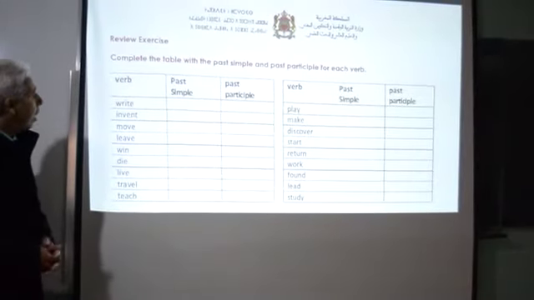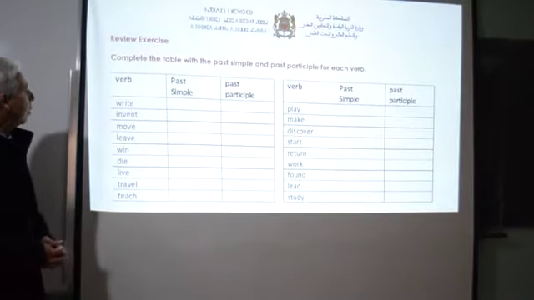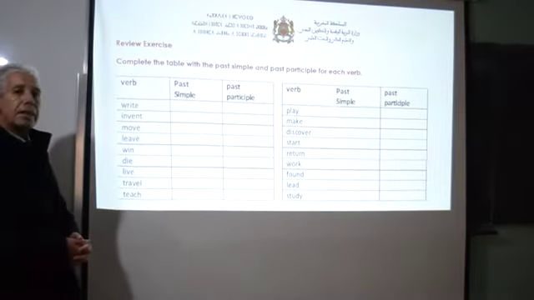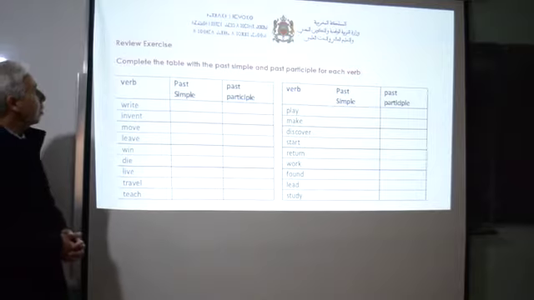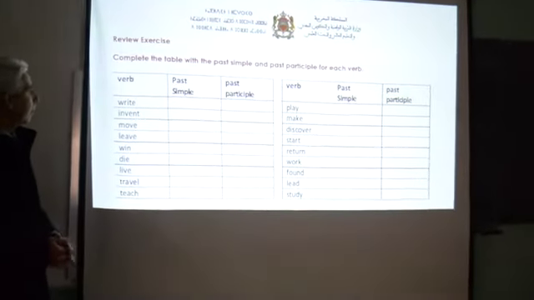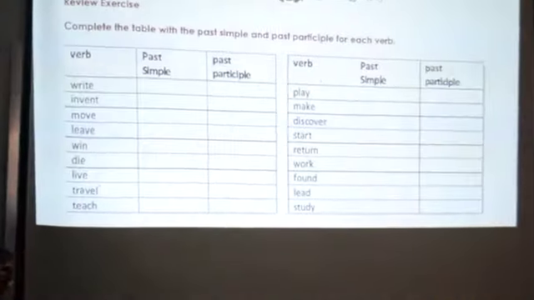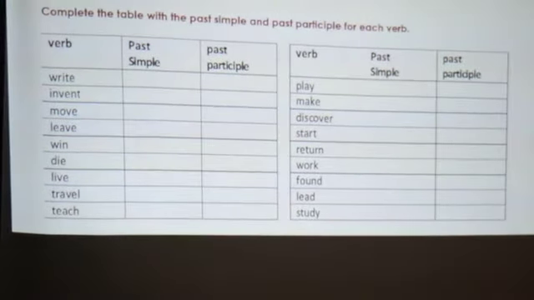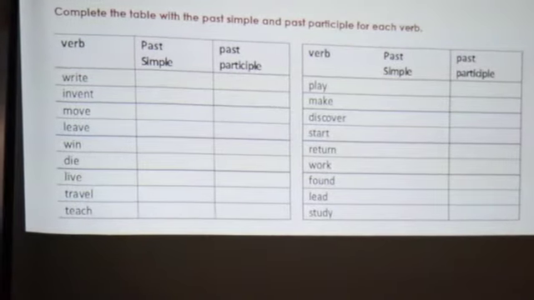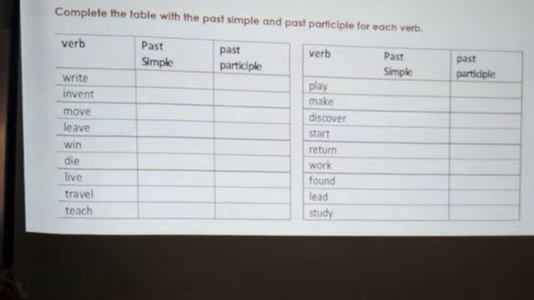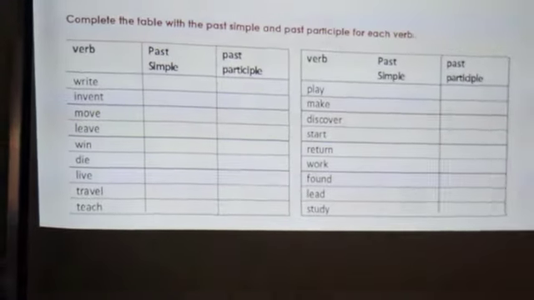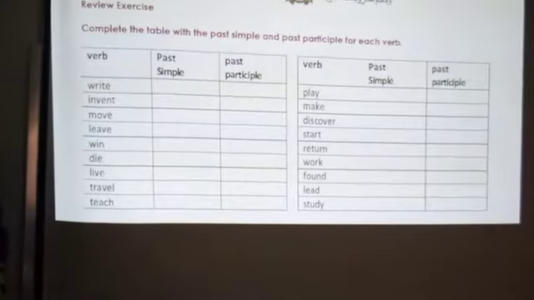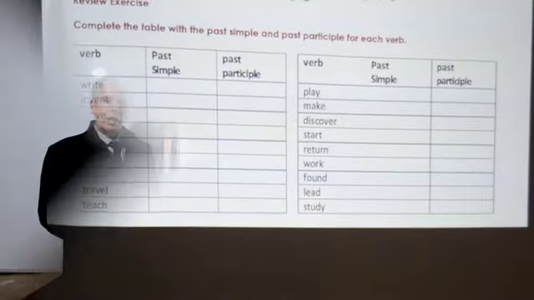And we have a set of verbs that you should, as indicated in the instruction, put in the simple past and past participle. So you have write, invent, move, leave, win, buy, live, travel, teach, play, make, discover, start, return, work, found, lead, and study. Take 5 minutes to do the exercise, and I'll be back for correction.